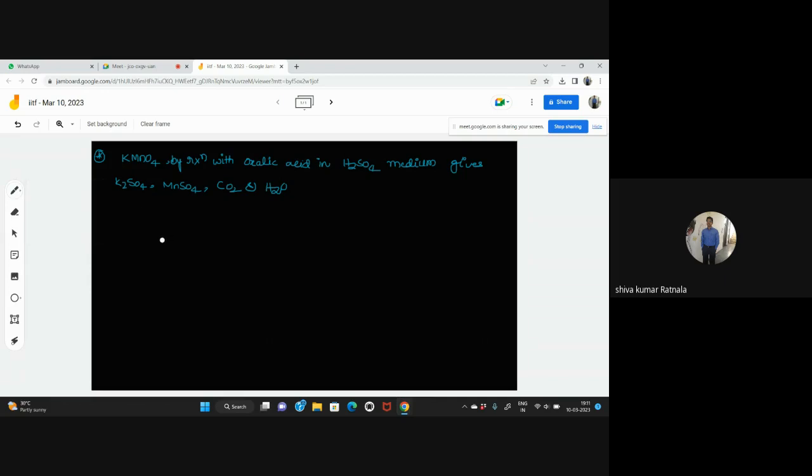First, how to balance this reaction? How are we going to balance it? First, what we need to do is write the skeletal equation, isn't it? Oxalic acid formula is H2C2O4. When it reacts with KMnO4 in H2SO4, it gives rise to K2SO4 plus MnSO4 plus CO2 plus H2O. This we are getting, right.